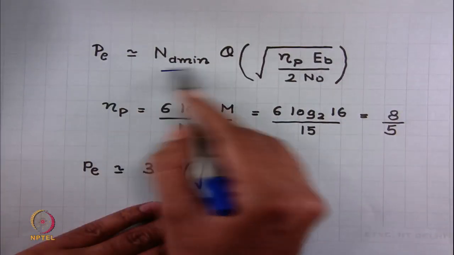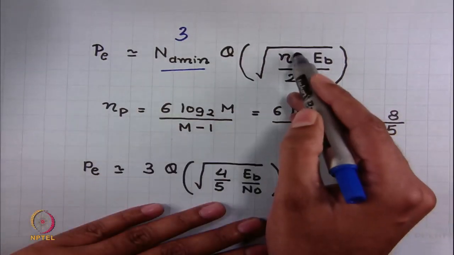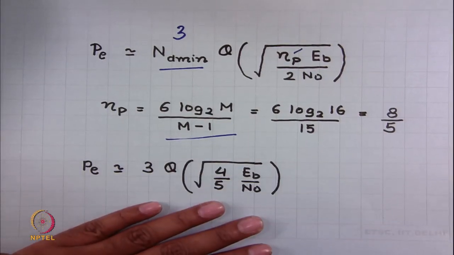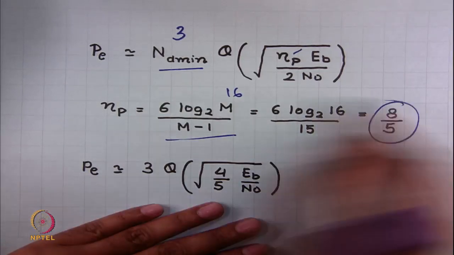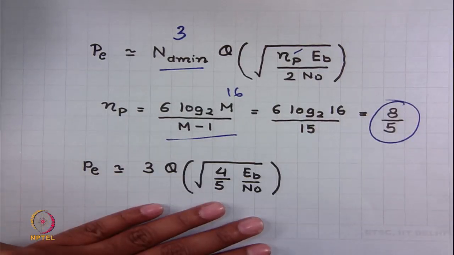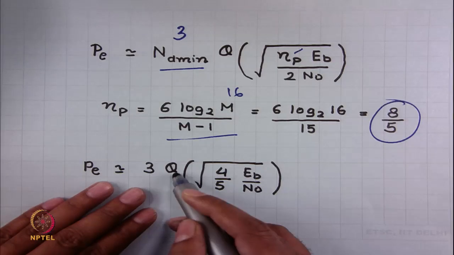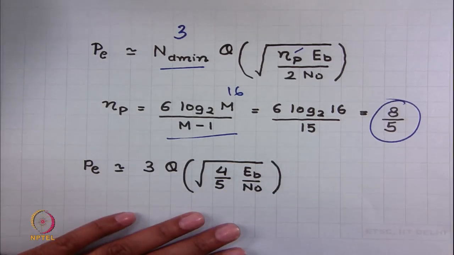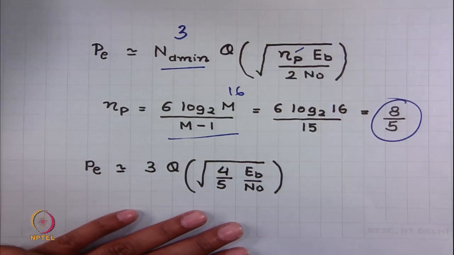We know n d minimum for 16-QAM, which is 3, and we have already calculated the power efficiency, which is expressed by this relationship, and for M being 16, this power efficiency turns out to be 8 by 5, and thus the probability of error is approximately 3 times Q of root of 4 E b by 5 N naught. Okay. So, calculation was really trivial.